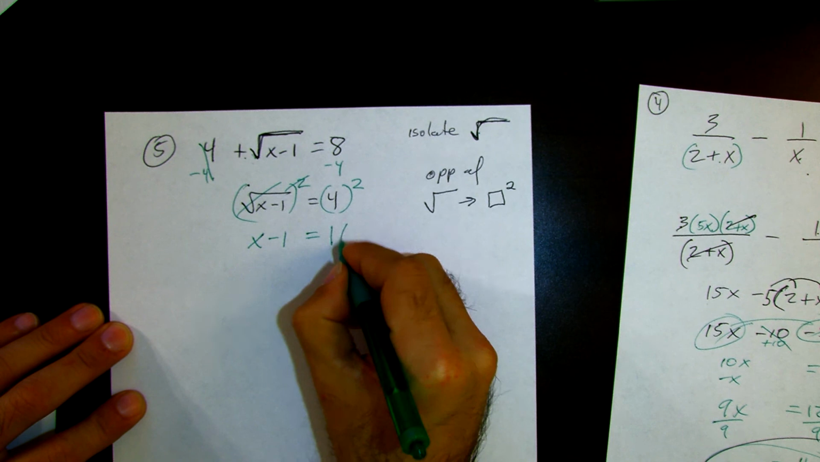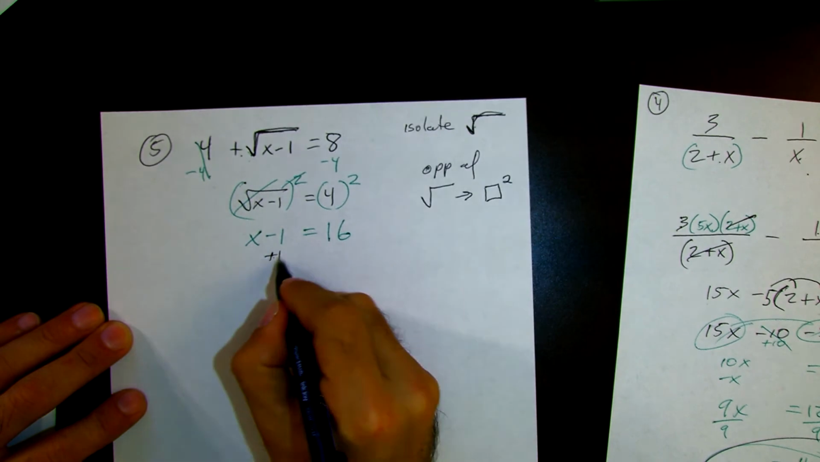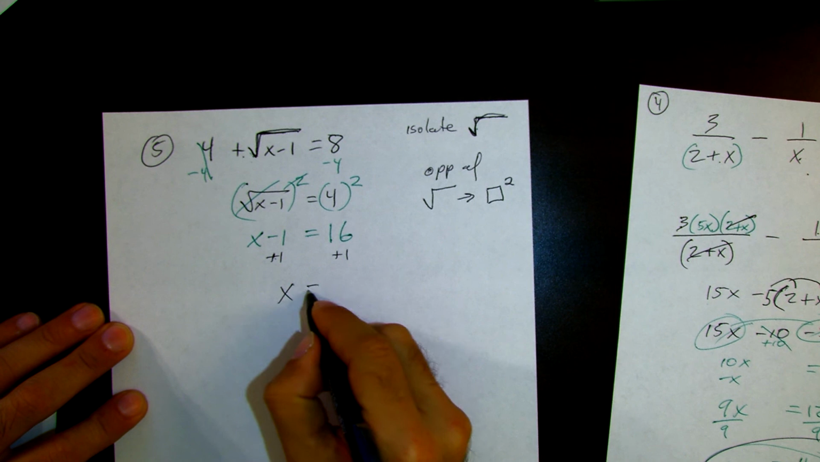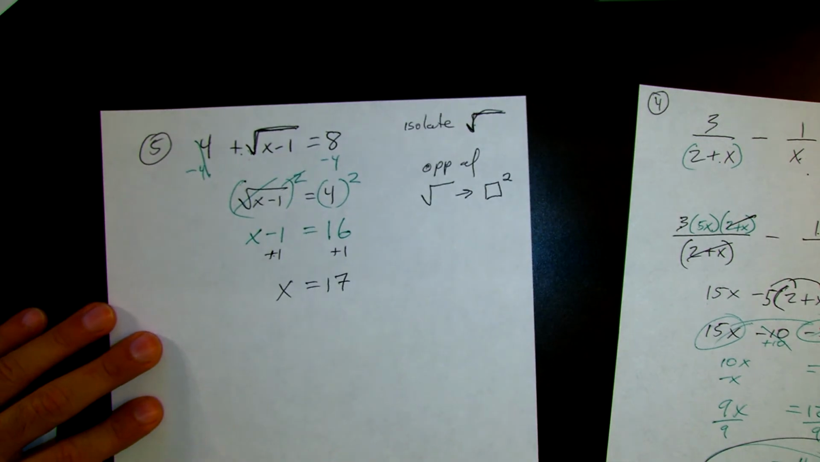X minus 1 is equal to 16. And add 1, add 1. X is 17.